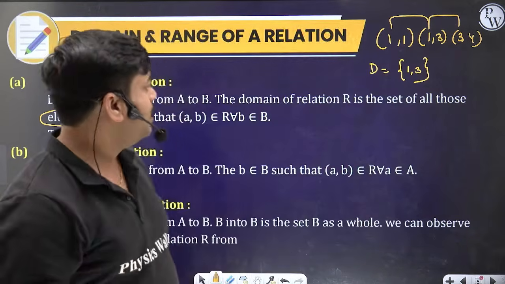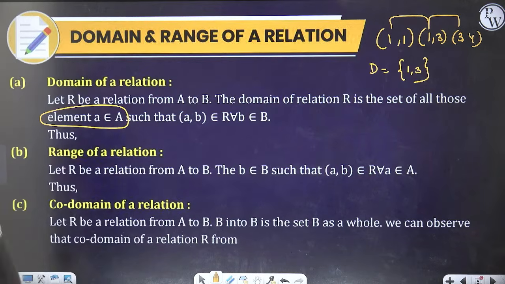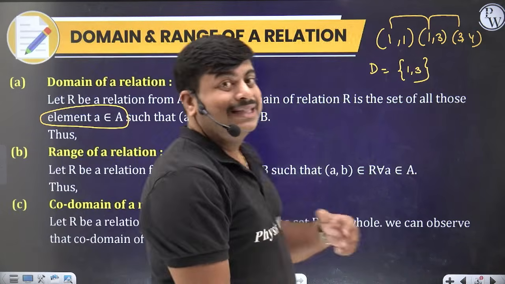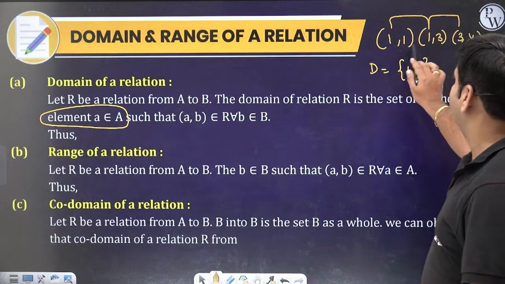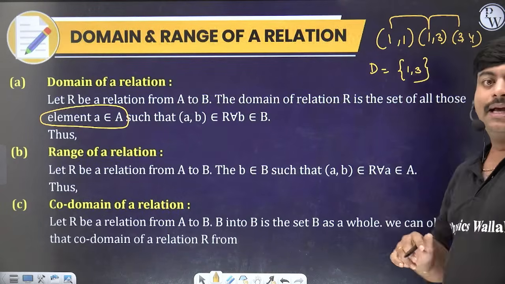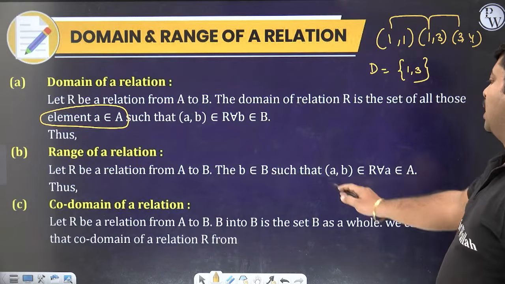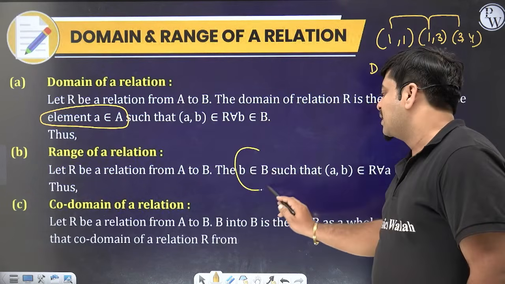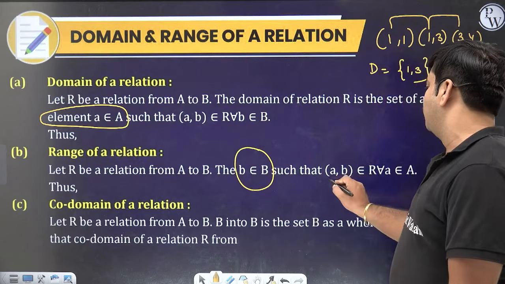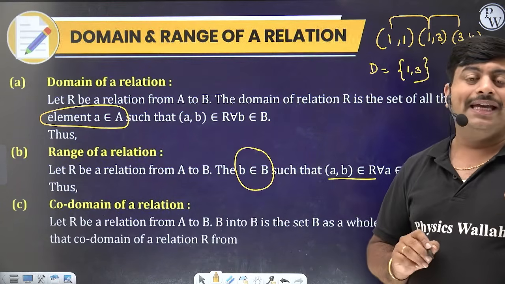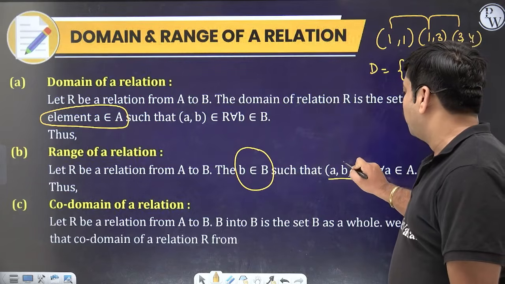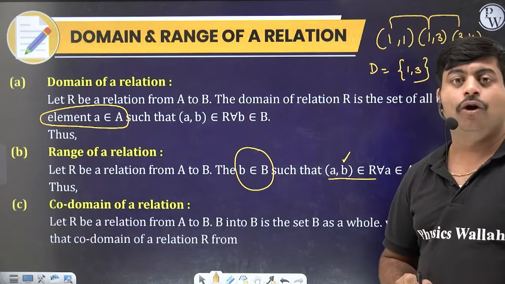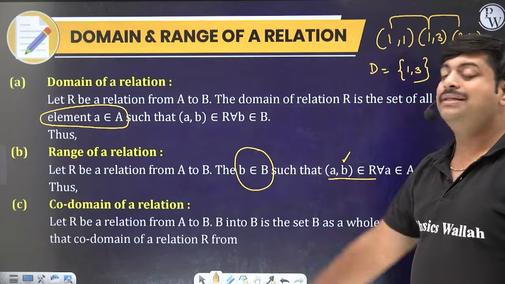And what about the range? Range is the set of all second elements. In the ordered pairs, you can see this is 3, this is 4: the set of all second elements, that is, b in B such that (a, b) belongs to R. In that relation, the set of all second elements, we say it is the range.